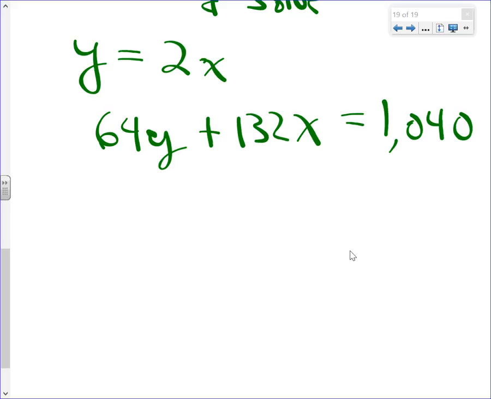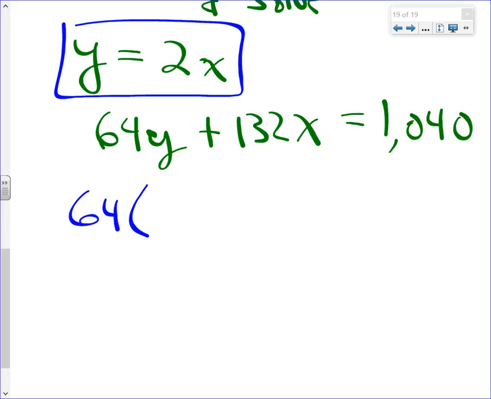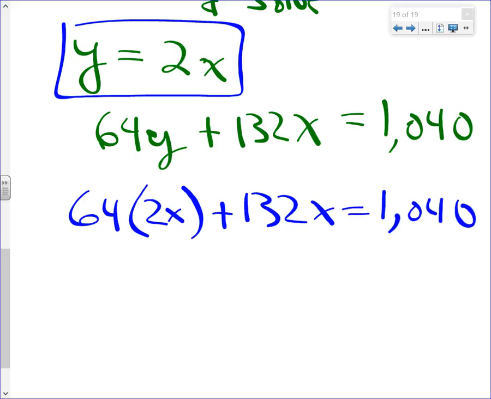Here we go. y is 2x, so wherever I see y in the second equation, I'm replacing it with 2x. 64 times 2x plus 132 times x is 1,040. Nice.